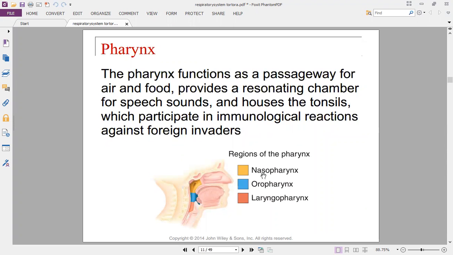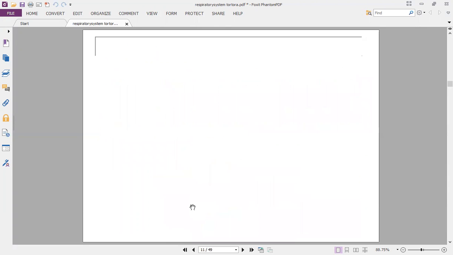Pharynx, as I told you, is divided into three parts: nasopharynx, oropharynx, and laryngopharynx. This is the nasopharynx, the oropharynx, and the laryngopharynx. This basically tells you that this part of pharynx is near the nose, this oropharynx is anatomically near the oral region, and the laryngopharynx is close to the larynx.